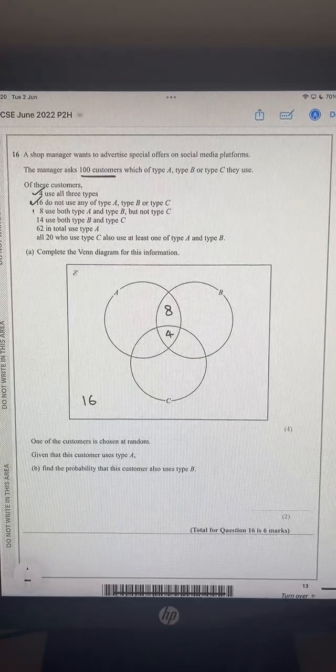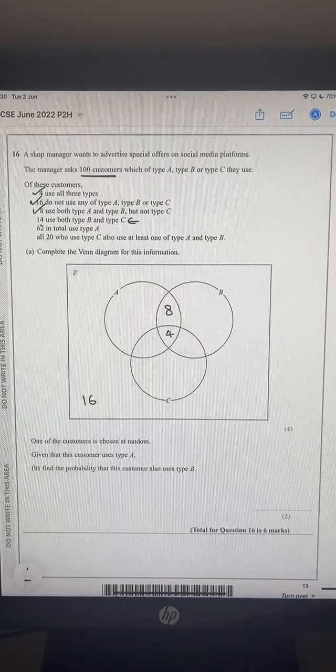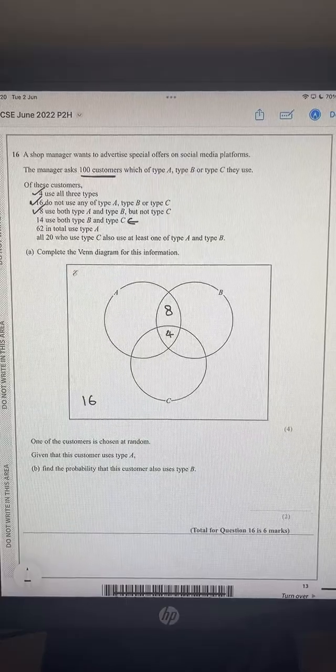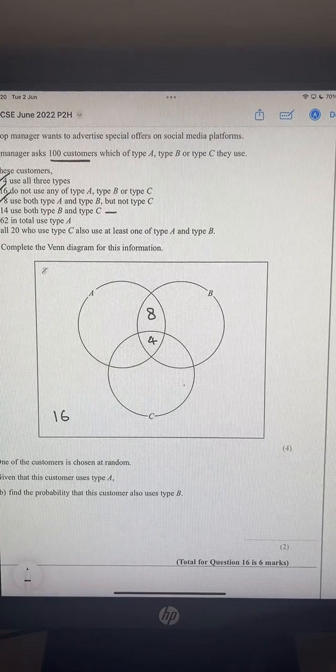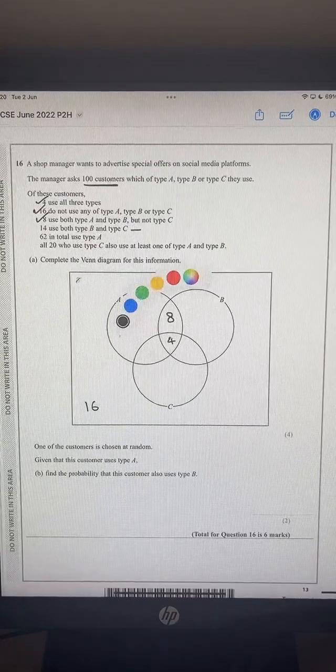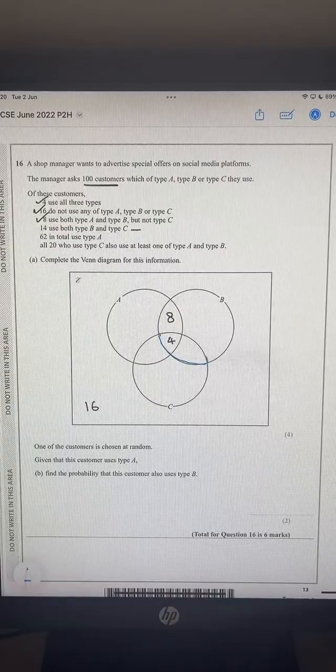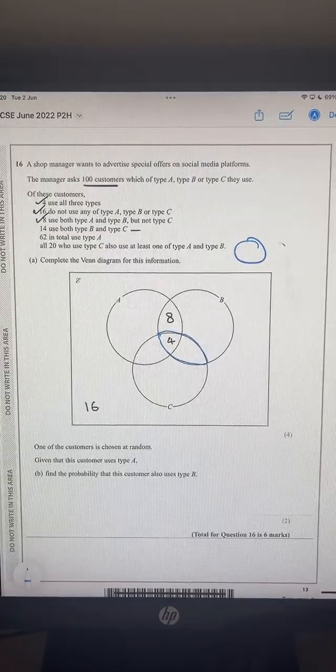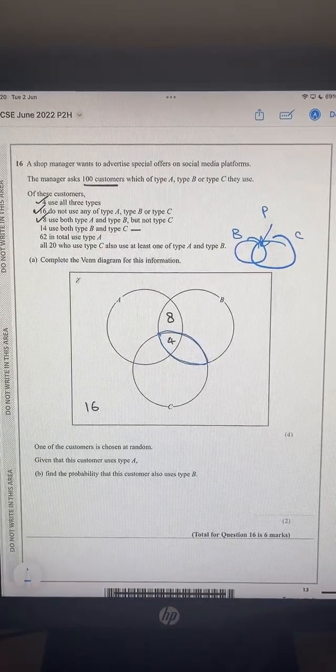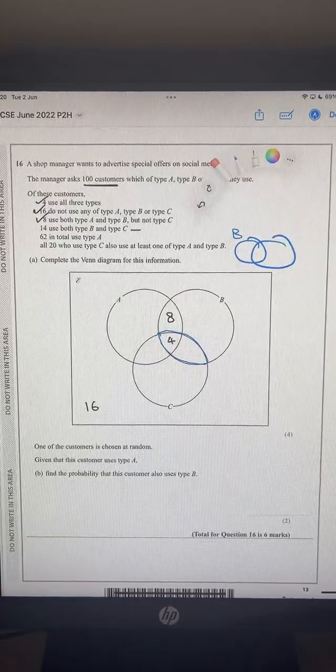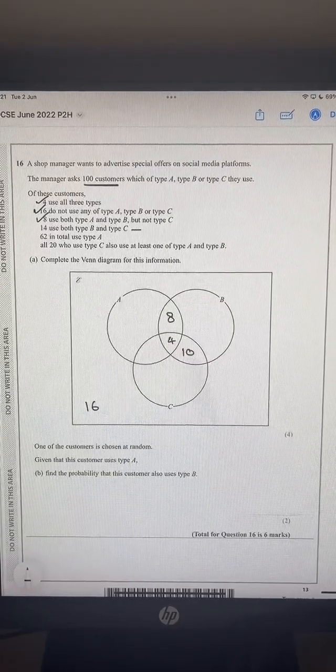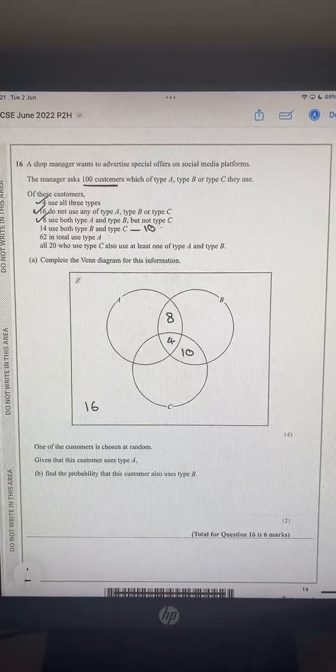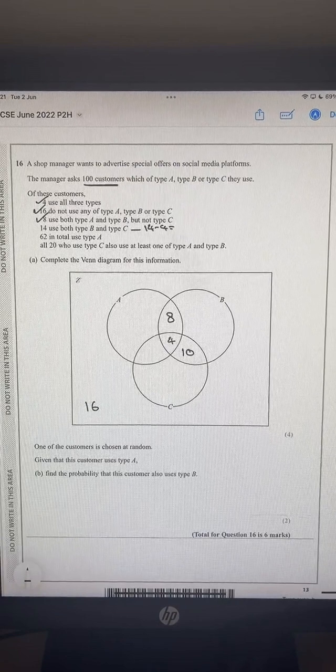Now this is where most people make mistakes on this type of sentence. 14 use both type B and type C. So whereas type B here, this is my type B circle, and type C is here. I need the intersection of B and C. So again in blue, that is this whole thing here. Because if you remember, a Venn diagram is like this. So BC, this is B and C. So in that whole overlap oval type shape, we have 14. But so far, we already have 4 there. So we know that this part here is going to be 10, because 14 minus 4 equals 10.